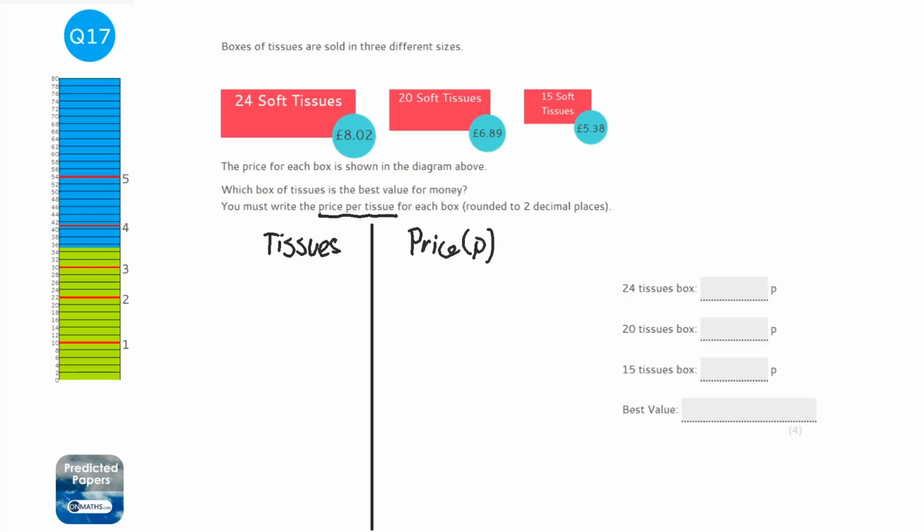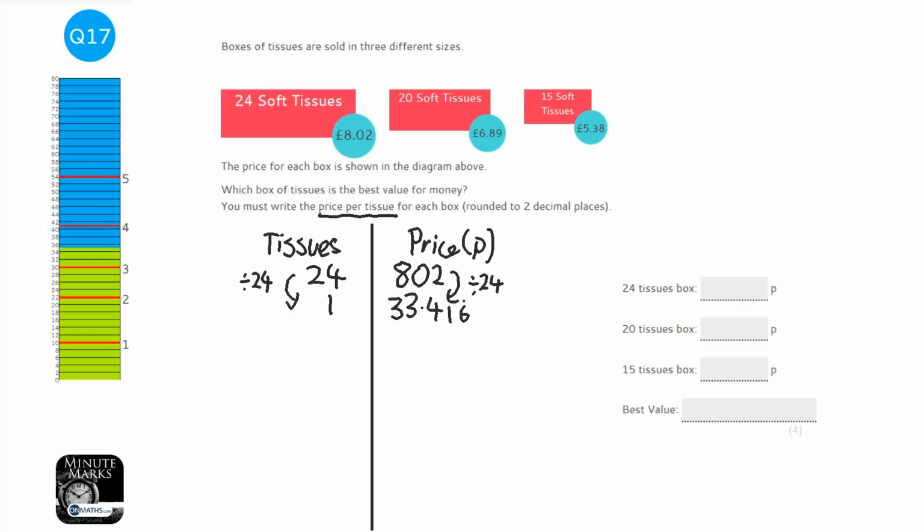I'm just going to draw a line down the side. So we're going to start off with the box of 24, and it costs 802 pence. Now to get 1 tissue, I'm going to divide both sides by 24. So if I divide both sides by 24, I get 1 tissue. So I do 802 divided by 24, and I get 33.416 recurring. Okay, let's try the next one. So that's 1 done. In fact, if I draw a line, then I can show that I've done that.